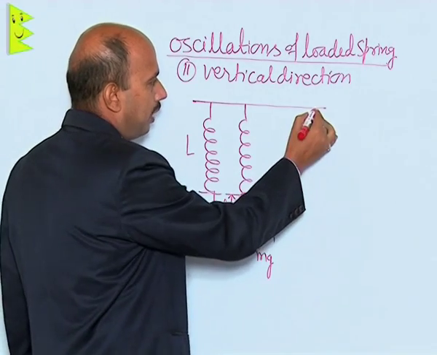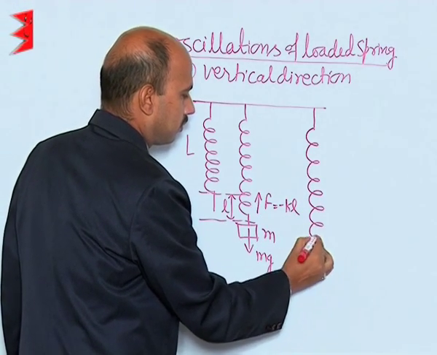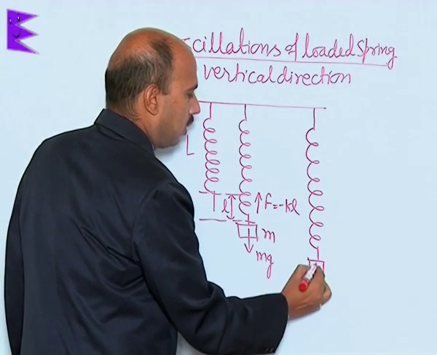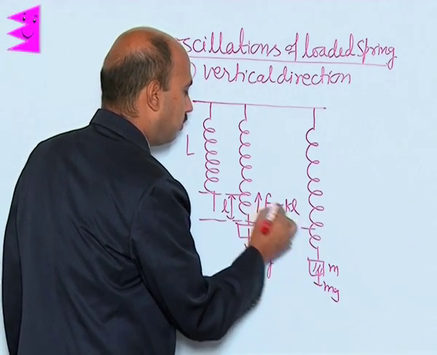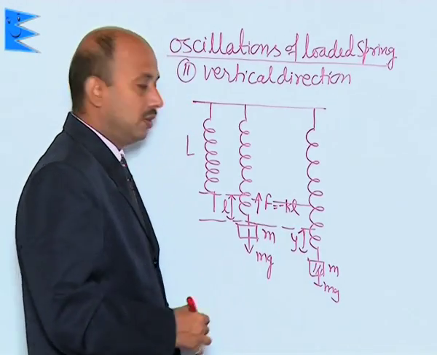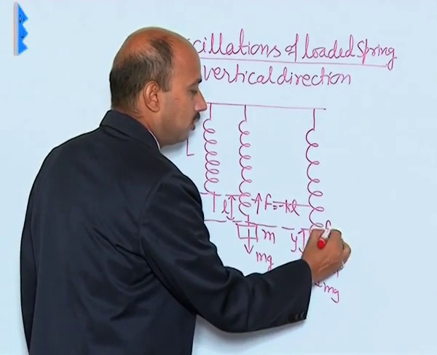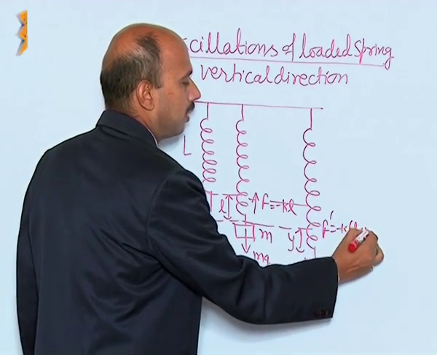Now, when this spring is pulled downward by a small displacement y, then the net restoring force acting upward is minus k into L plus y.